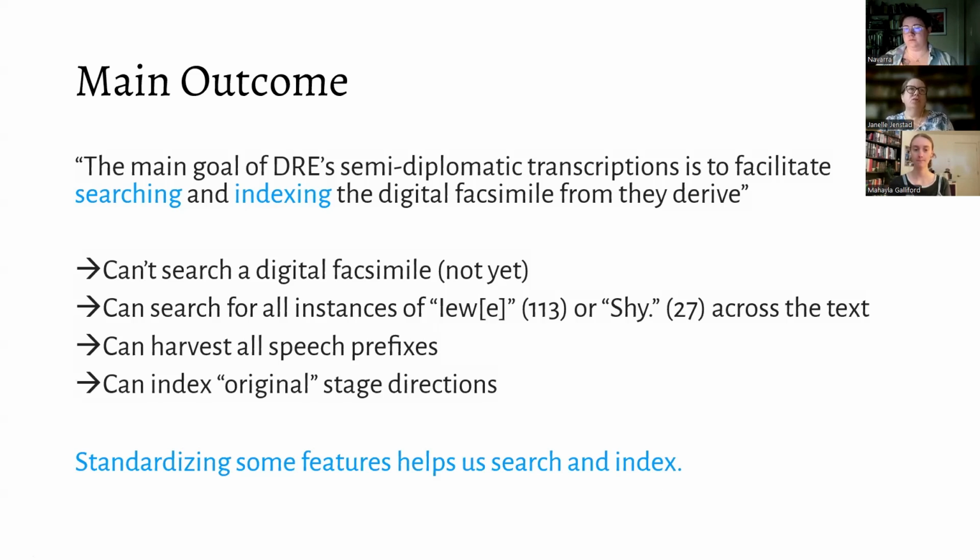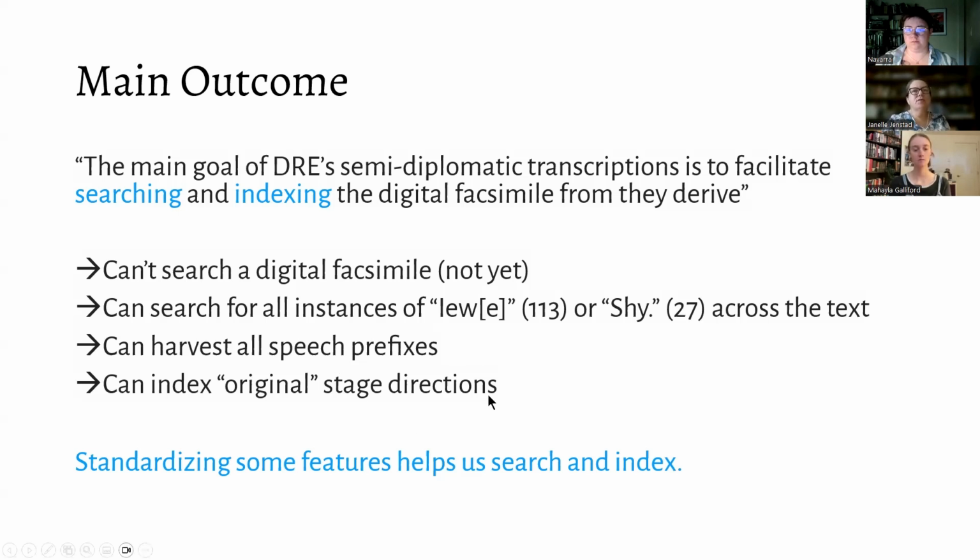If something is transcribed, we can search for all instances of, say, Jew or Shy for Shylock. So I was interested in this question of what Shylock is called and how many times that word shows up in the text because it has some ideological weight attached to it. It turns out that Jew shows up 113 times and Shylock shows up 27 times.